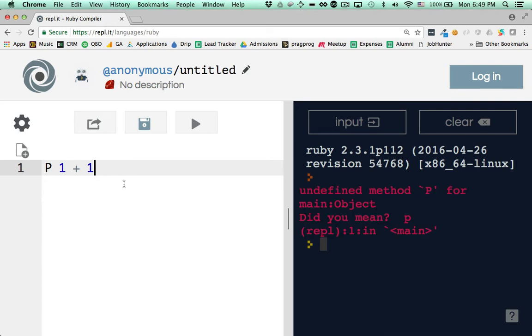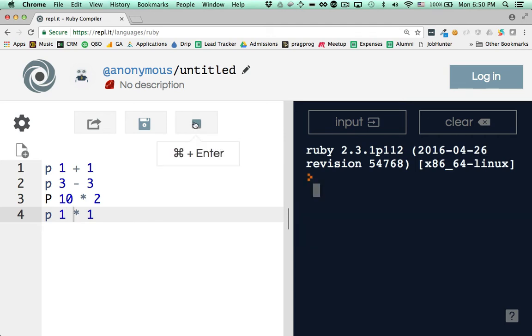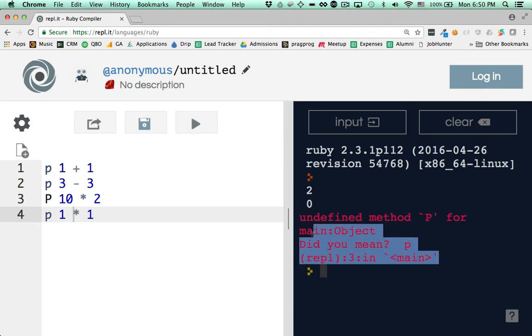To demonstrate more of this line number thing, I'm going to put in a few lines here. So I have p1 plus 1, p3 minus 3, capital P 10 times 2, and p1 times 1. So now when we run it, you'll see that it points out the number 3. Do you see that? This is super crucial. Number 3. It's saying you have a problem with line number 3. You want to look for that number.